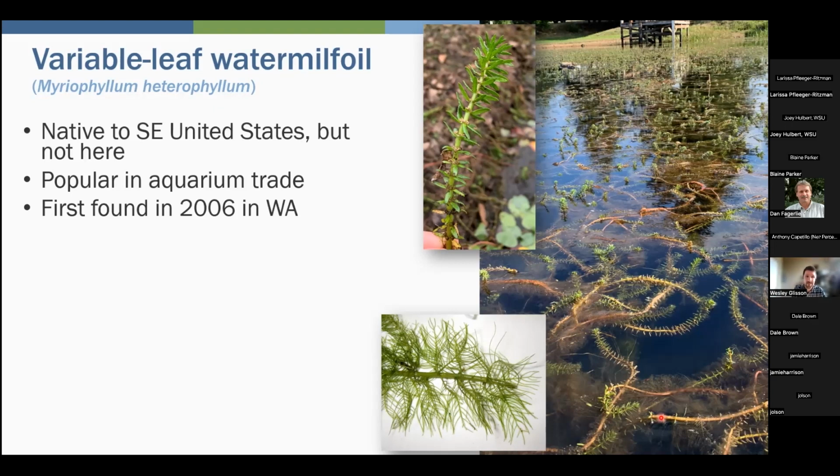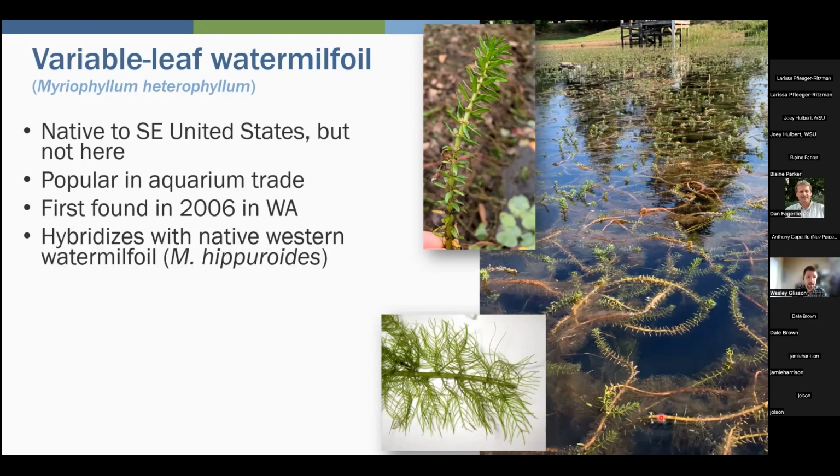It was first found in Washington back in 2006. This species also hybridizes with a native milfoil as well. This is Western water milfoil, which causes, as you can imagine, quite a few issues. It is a Class A noxious weed, so it has a limited distribution in Washington State, and where it occurs, it's required to be eradicated.